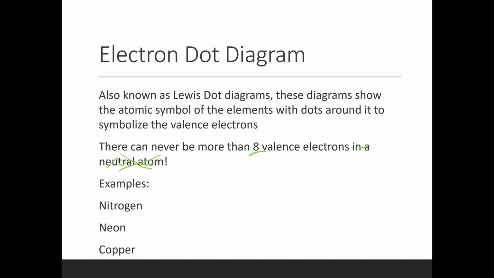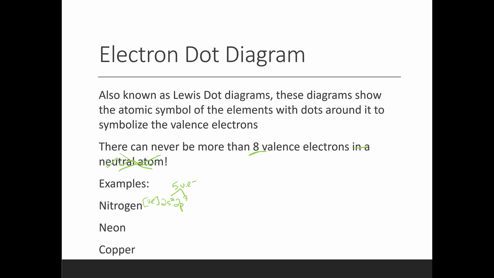Let's look at some examples here. So nitrogen, if you look at your periodic table and you find nitrogen, if we were to write the electron configuration, it would be, let's say start with helium, the previous noble gas, and then it would be 2s2 2p3. So total, we have 5 valence electrons.